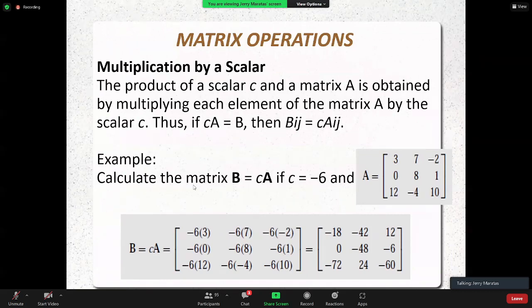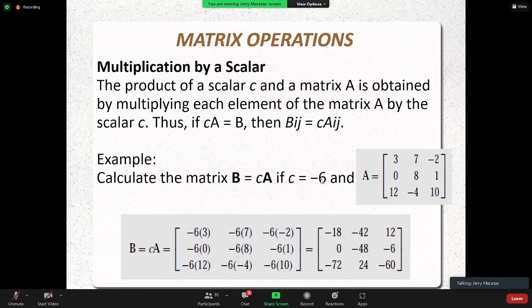Suppose we have this matrix A and the size of matrix A is 3 by 3, and the scalar value or the constant is minus 6. We are required to multiply this constant C, which is negative 6, by this matrix A. So again, all we have to do is to distribute this constant to every element of your matrix A.